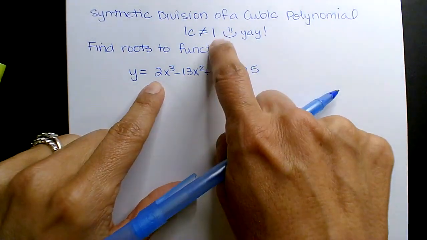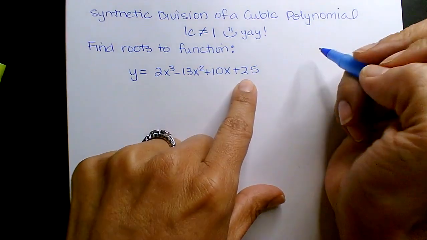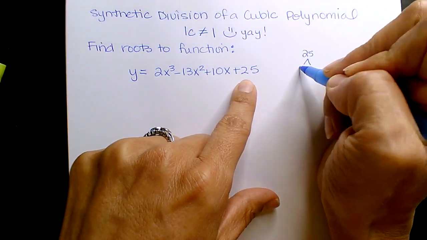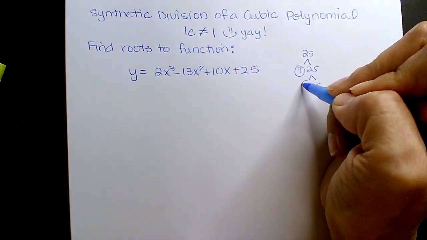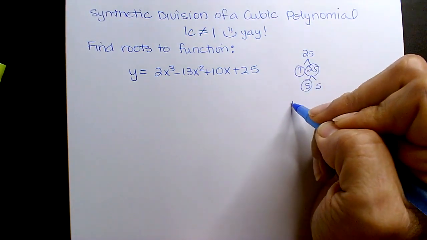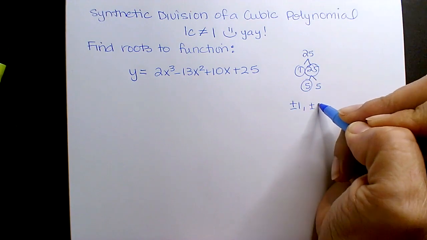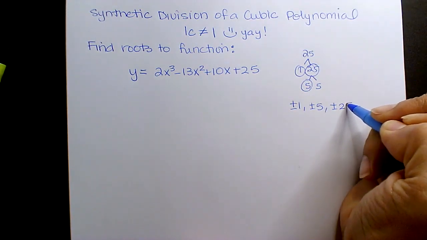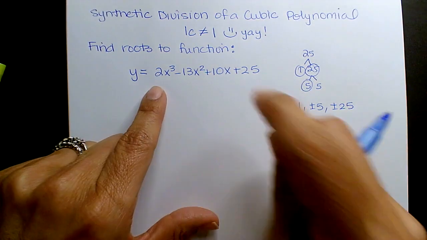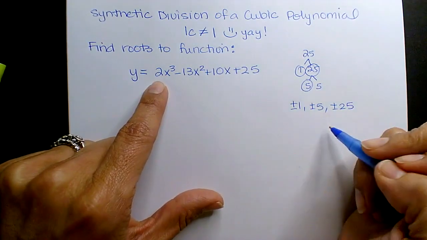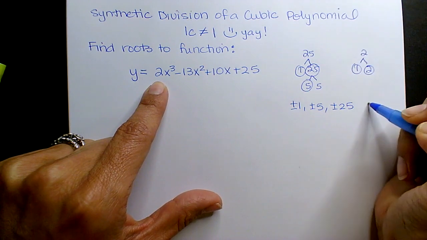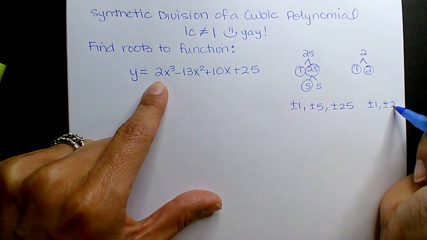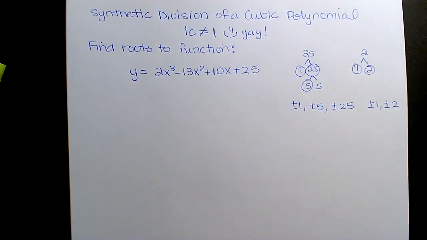Okay, so find roots of the function. Because the leading coefficient is not 1, take the constant, and do your factor tree. 1 and 25, 5 and 5. So 1, 5, and 25 are my possible roots, right? Because the leading coefficient is not 1, you've got to take the 2. And 2 is just 1 times 2, so this is plus or minus 1, plus or minus 2. Okay, so this is your big long list, right?